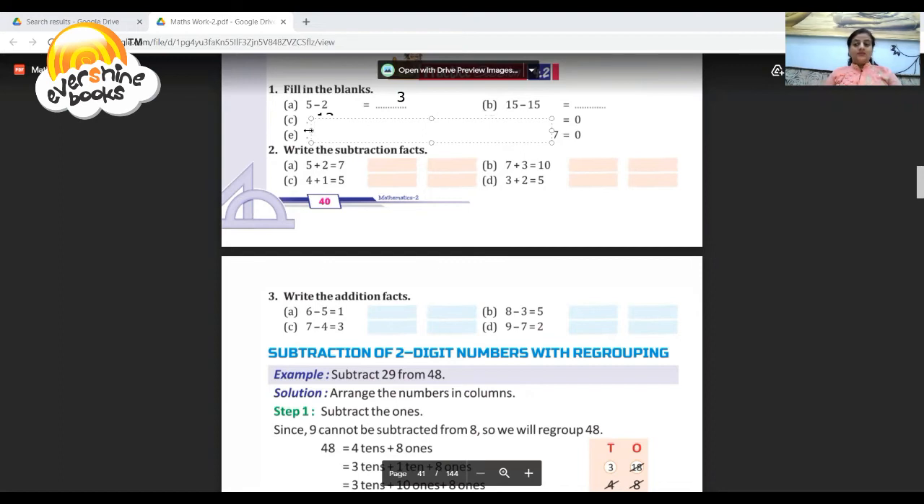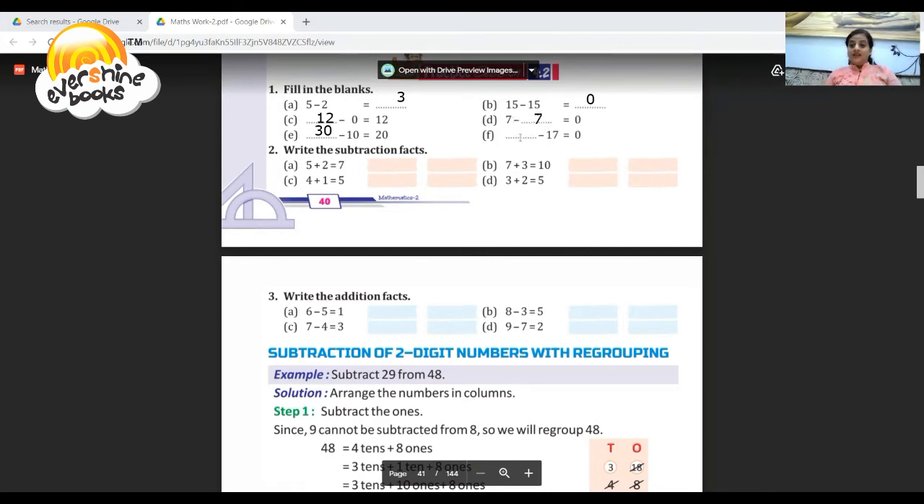20 is coming. So it means 20 plus 10 is 30. So 30 minus 10 is 20. Simple as they are. 15 minus 15, the number itself, 0 will come. 7 minus 0, it means here the number itself is coming. 7 minus 7, that's why 0 is coming.